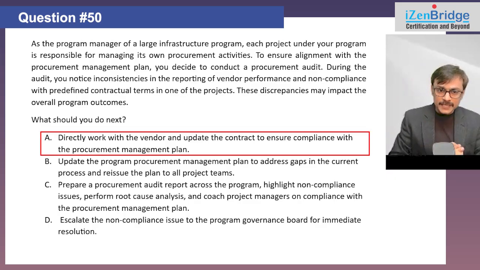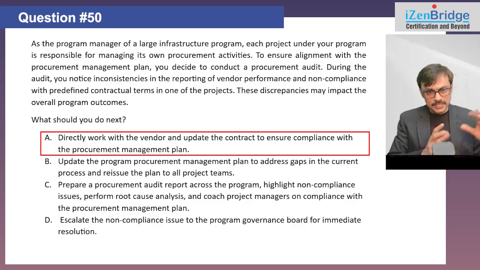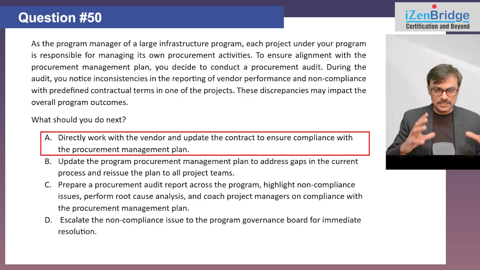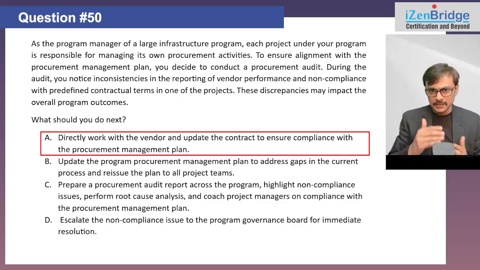Option A, directly work with the vendor and update the contract to ensure compliance with the procurement management plan. I don't want to do the job of my project manager. The question is saying the project manager can handle it, so why should I jump into it? Unless there is a clear indication that the project manager is unwilling to do it. Probably there is a mistake in my project manager's job, but I better fix that mistake and talk to the project manager rather than start doing his work.